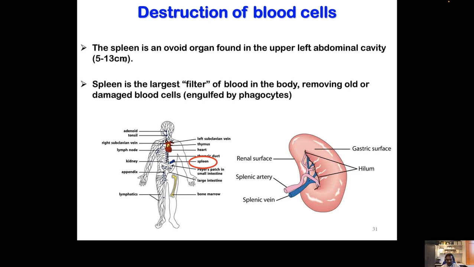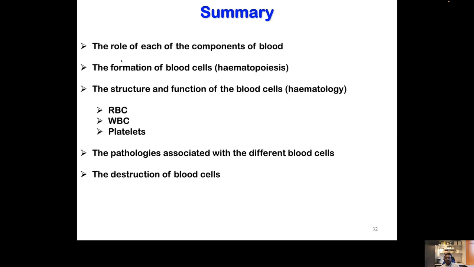OK, so these are the processes mainly happening within the blood. In the summary of this lecture, we talked about the role of each component of the blood, the liquid components and also the cellular component. We talked about how blood cells are formed, particularly hematopoiesis. And we talked about the structure, function and major characteristics, the hematology of different cell types, including RBC, WBC and the different subsets of WBC, and platelets. Then we talked about the pathologies, disease conditions associated with the different types of blood cells. And then we talked about destruction of blood cells in the spleen. So this is about this lecture.